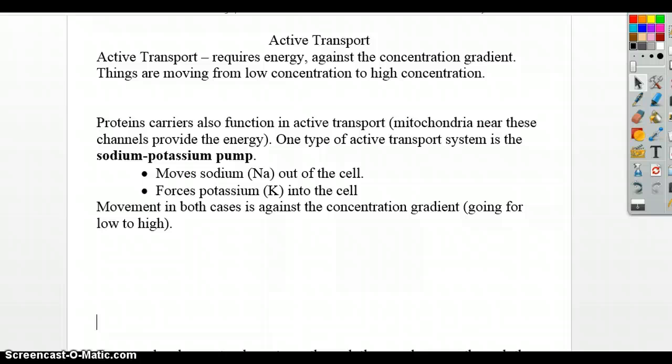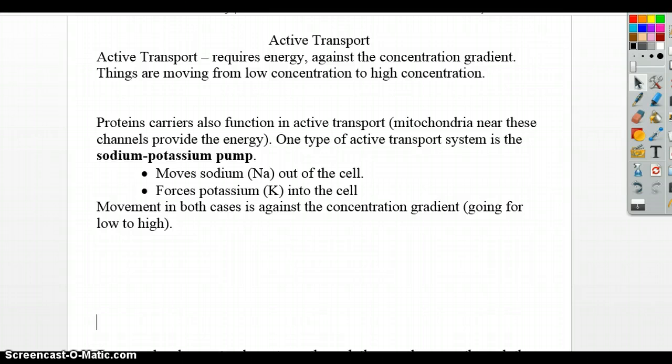Protein channels, protein tunnels, protein carriers, whatever you like calling them, also function in active transport. So they function in facilitated diffusion, which is a passive transport system. They're also going to function in this active transport system. And in order for this to work, the mitochondria have to be near these channels. If you remember, mitochondria are providing energy for the cell, so it's going to be providing energy to the channels so that these particles can be pumped in the correct direction.